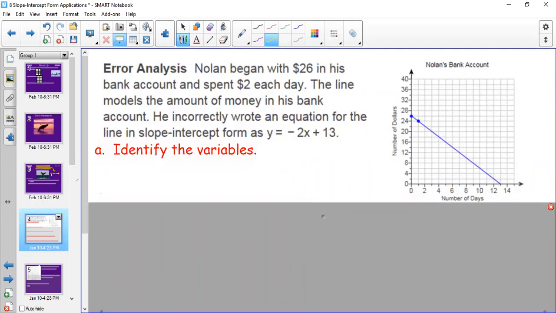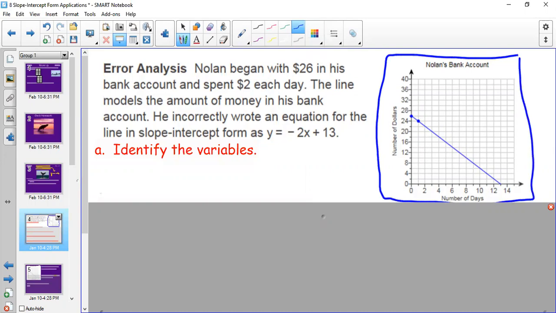All right, so let's talk about the first one. We have 3 problems today. So the first one, we have this nice little graph over here to look at. So keep that in mind as we go through some of these questions. Nolan began with $26 in his bank account, and he is spending $2 each day. The line models the amount of money in his bank account. He incorrectly wrote an equation for the line in slope-intercept form as y equals negative 2x plus 13.